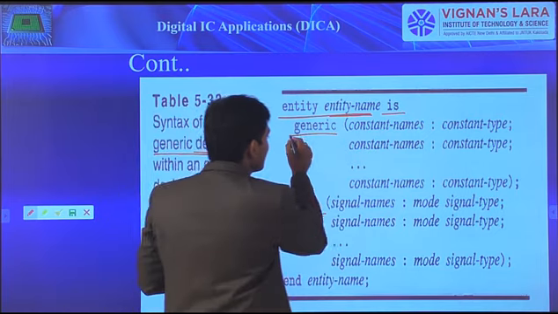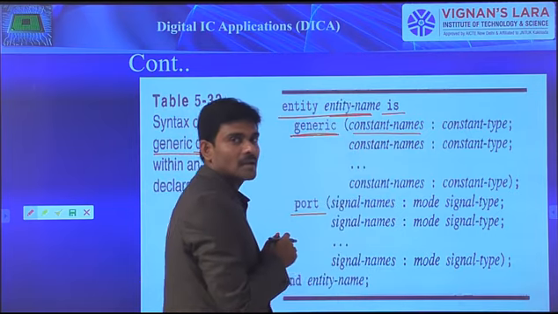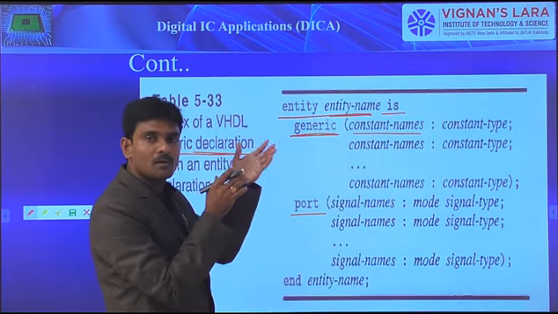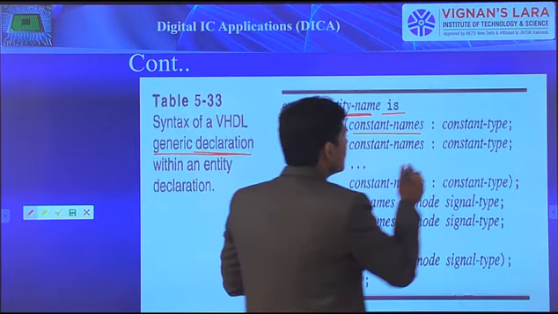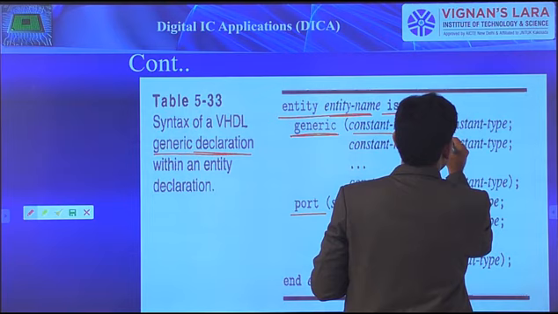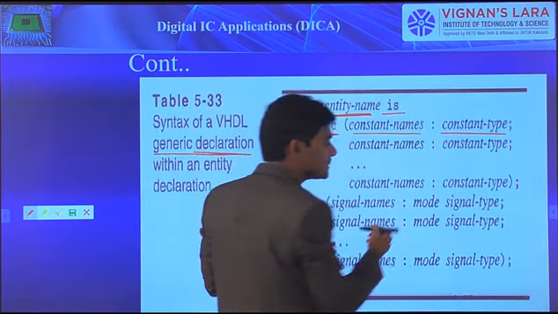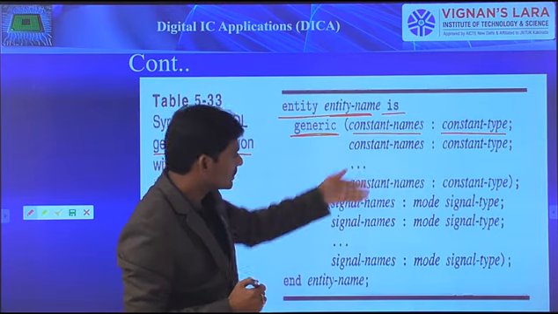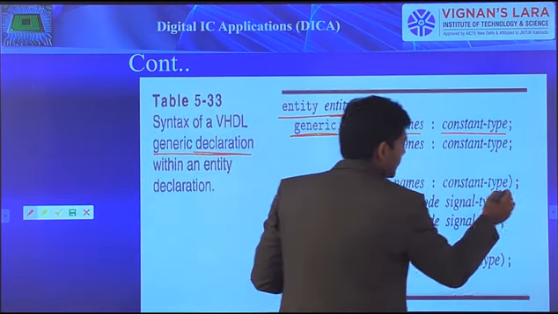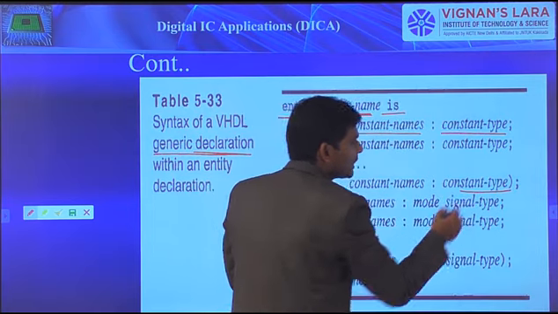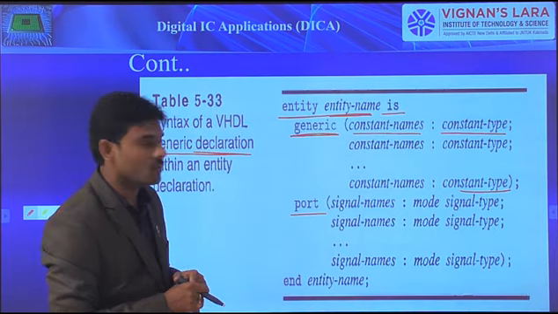declaration. It starts with the keyword generic. Then you mention the constant names. If there are multiple constants, separate them with a comma. So constant names, colon, constant type, what type it belongs to. In the same way, if you want to declare multiple constants, you can do so in the same manner. Finally, after the constant type, by closing the parenthesis, you mention the semicolon.